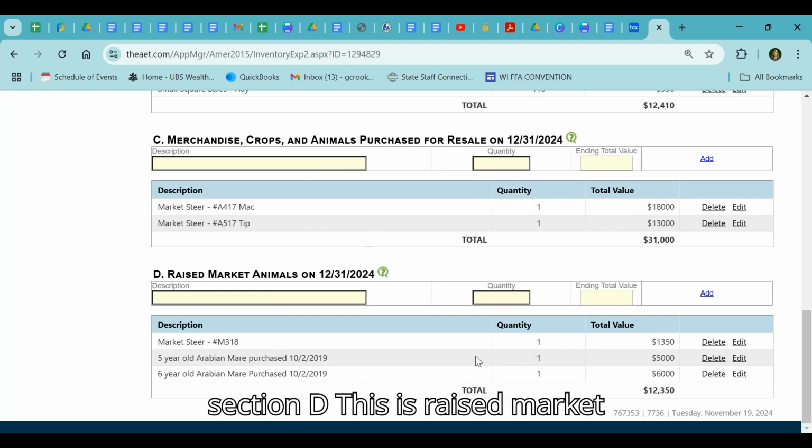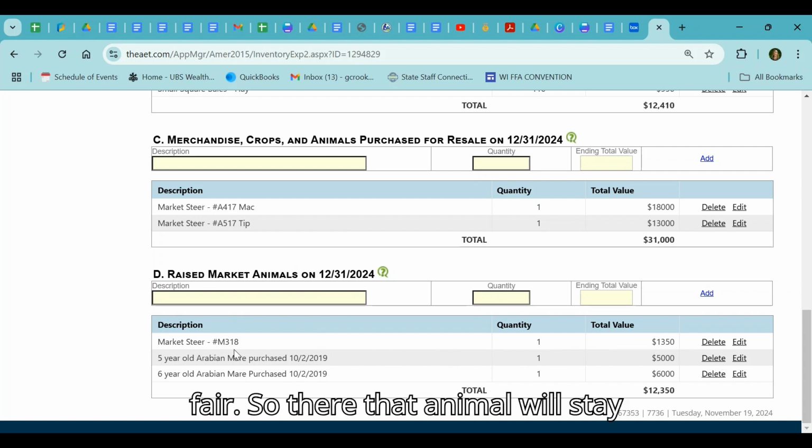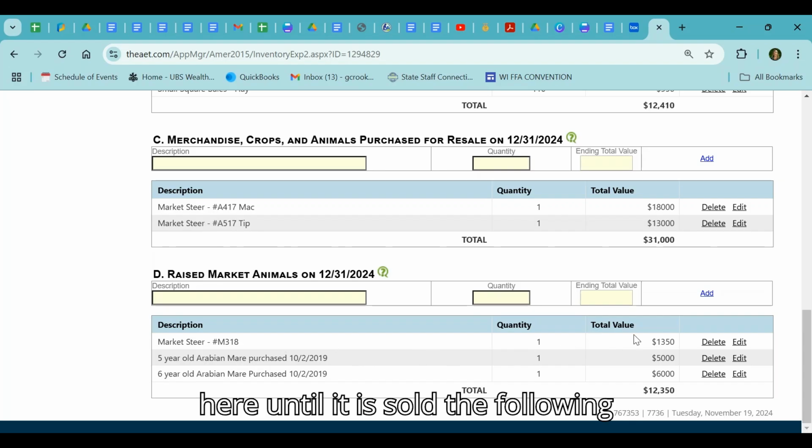This is raised market animals on December 31st. So this steer was actually born to this individual's project, and they're keeping it to show at the fair. So that animal will stay here until it is sold the following year. It's another good place to put horses.